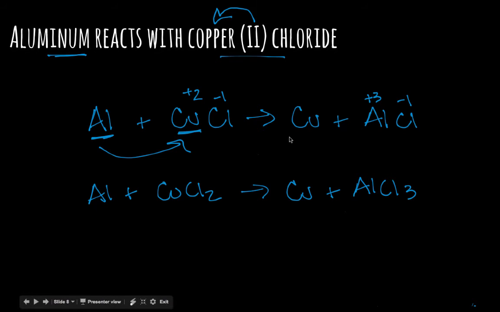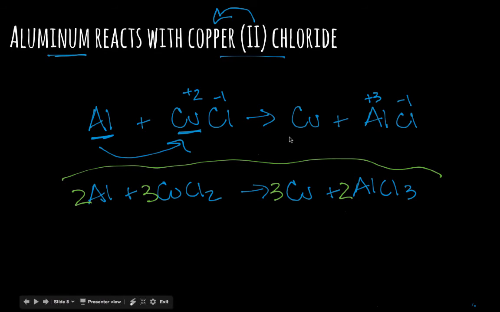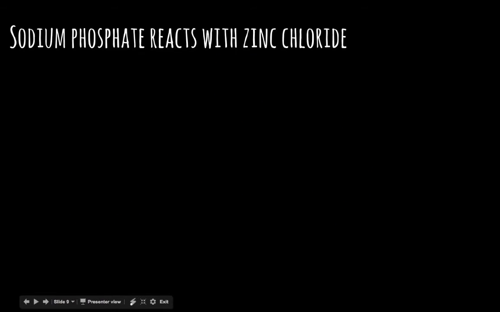So for this one, I need a 2, 3, 3, and a 2. And then that would give me my final balanced equation. Okay, this one, sodium phosphate reacts with zinc chloride. Sodium phosphate is a compound, zinc chloride is a compound.